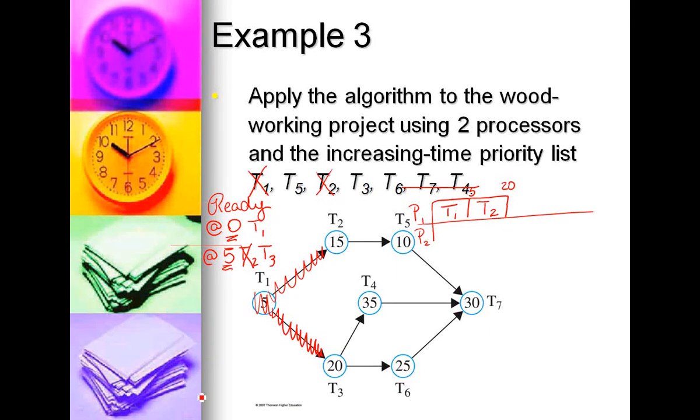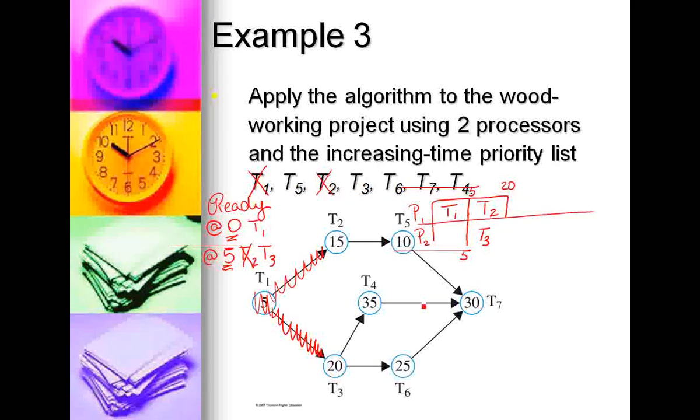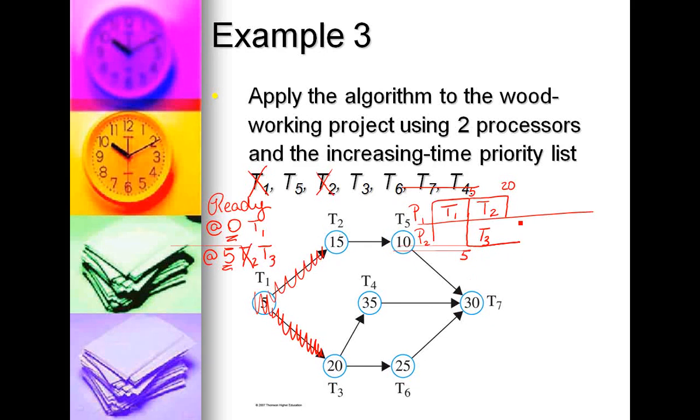Also ready at the 5-minute time slot is T3. Well, we have another processor, and that processor can schedule something at 5 because it's idle. So we're going to put T3 on processor 2 at the 5-minute time slot. T3 has a length of 20, so it goes out to 25. Now we look: we have a 20-minute time slot open and a 25-minute time slot open.